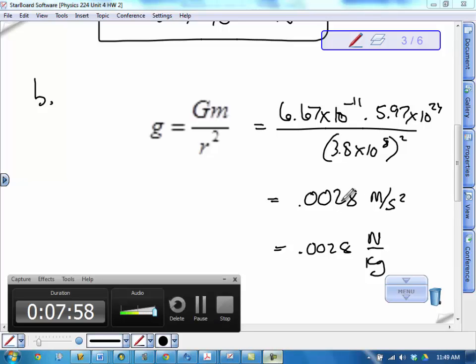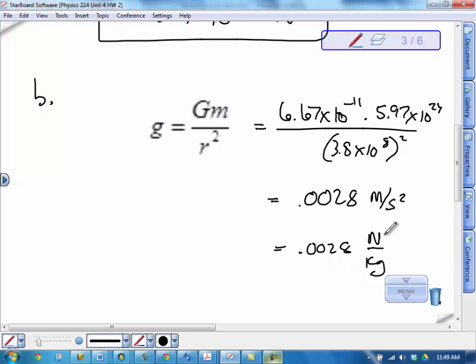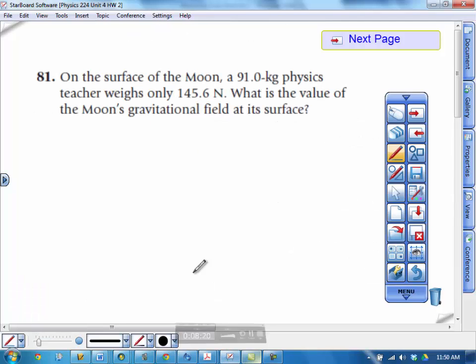So this is basically how fast you would fall towards the Earth if you were on the moon, or if the moon wasn't there and you were in free fall towards the Earth. And this would represent the gravitational field strength at the moon from the Earth. So there's about 0.0028 newtons of force for every kilogram of mass you have.